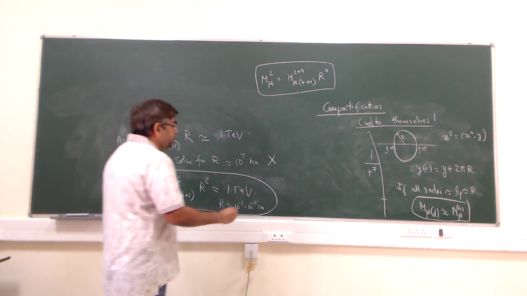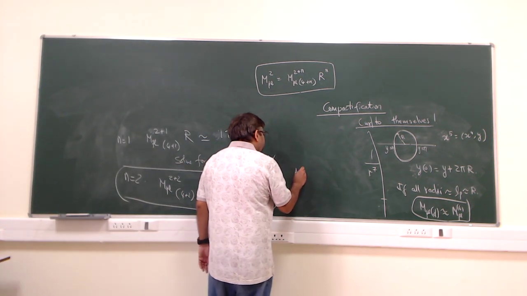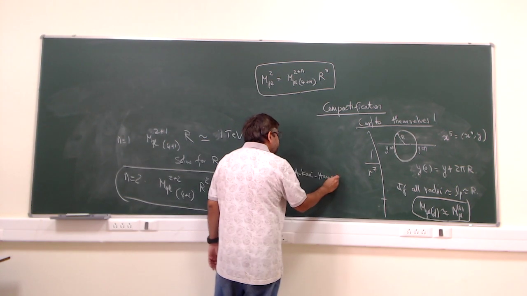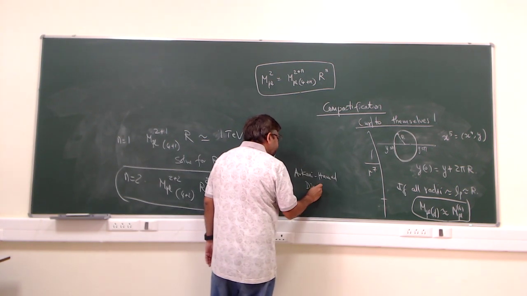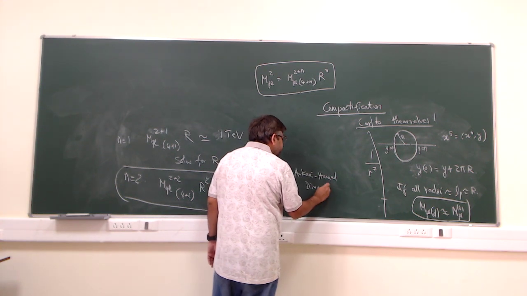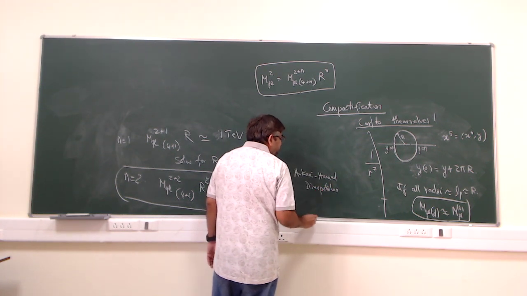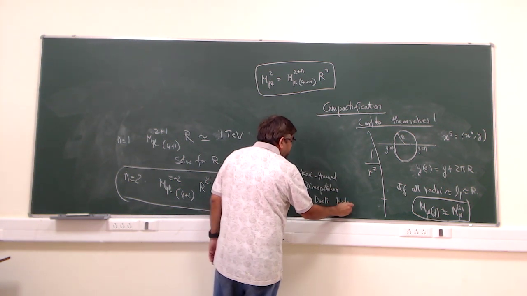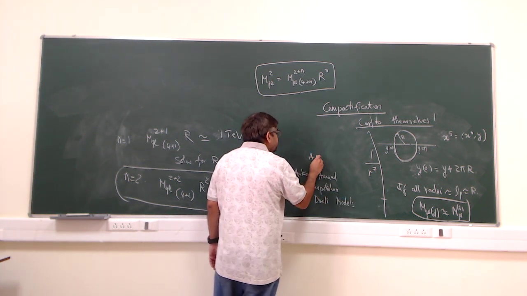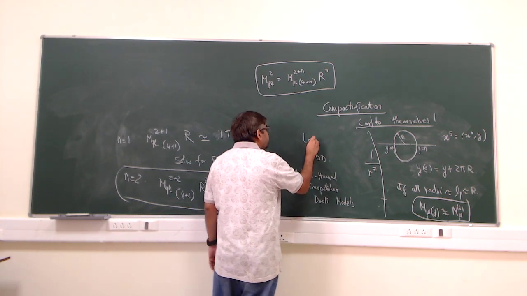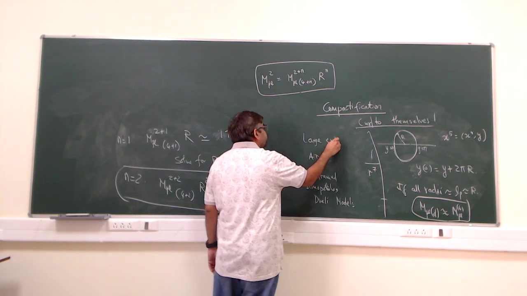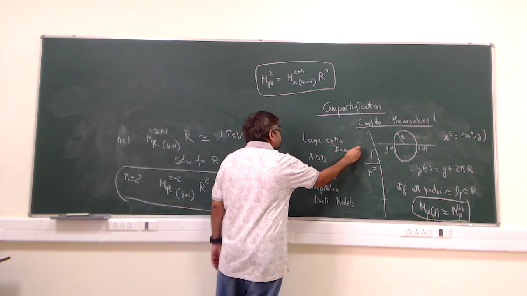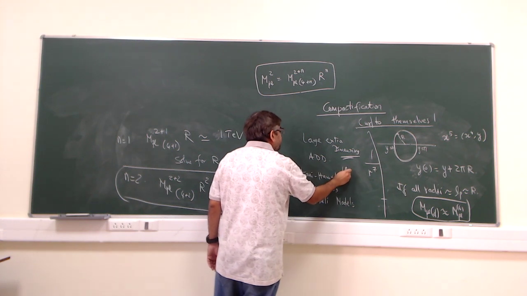So these are called Arkani-Hamed, Dimopoulos, Dvali models, also called ADD models, also called large extra dimensions. So this came out in 1998.